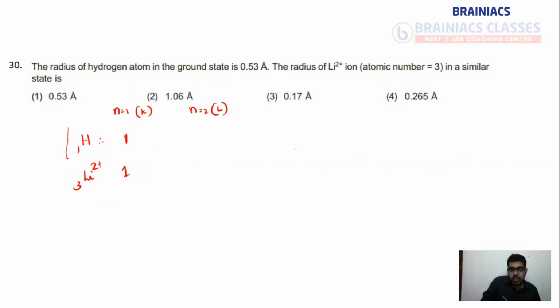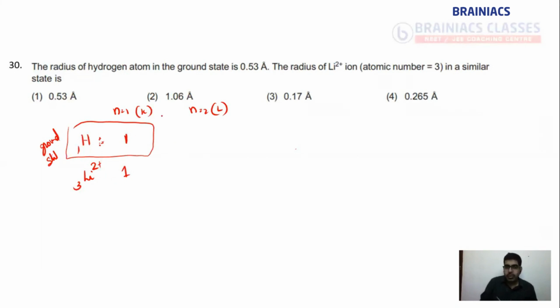So in hydrogen, there is only 1 electron, and that electron is in n equal to 1. This is the ground state of hydrogen. Ground state means its normal state. So in hydrogen atom, the ground state is n equal to 1, the K shell containing 1 electron. Now Li2+, there is only 1 electron and that electron is present in n equal to 1.